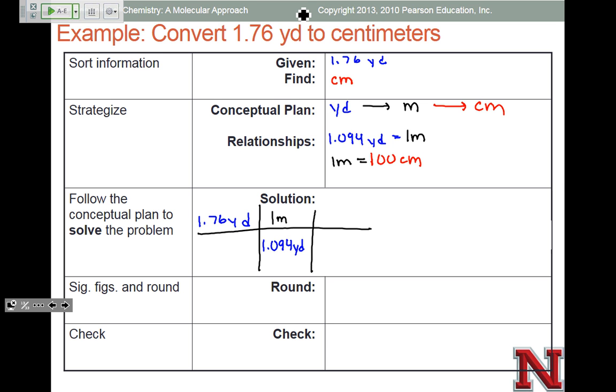And my 1 meter at the top. So my yards do in fact cancel out. That makes sense as far as that's concerned. Now that means that if I figured out this number, it would be in meters, but I want it in centimeters. So my meters, 1 meter is going to go at the bottom, and my relationship is 1 meter equals 100 centimeters.